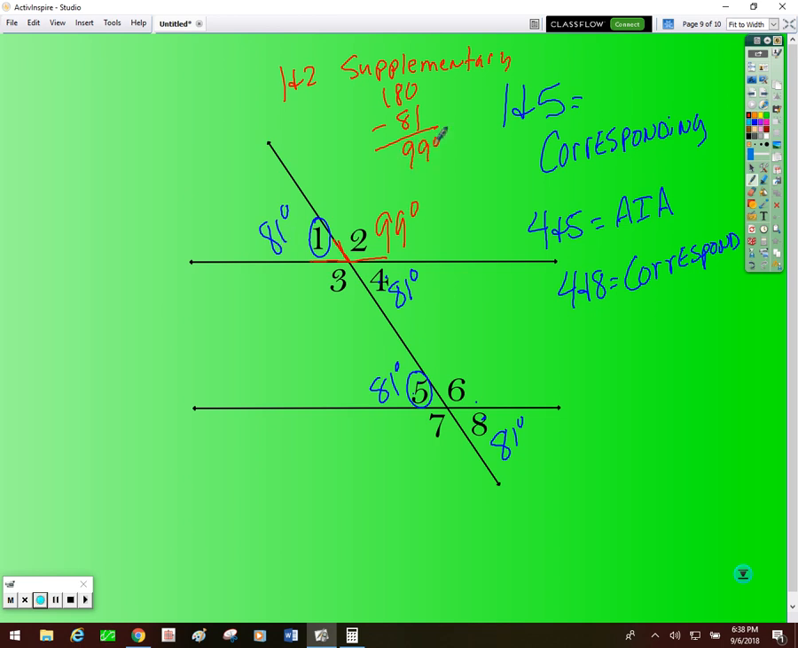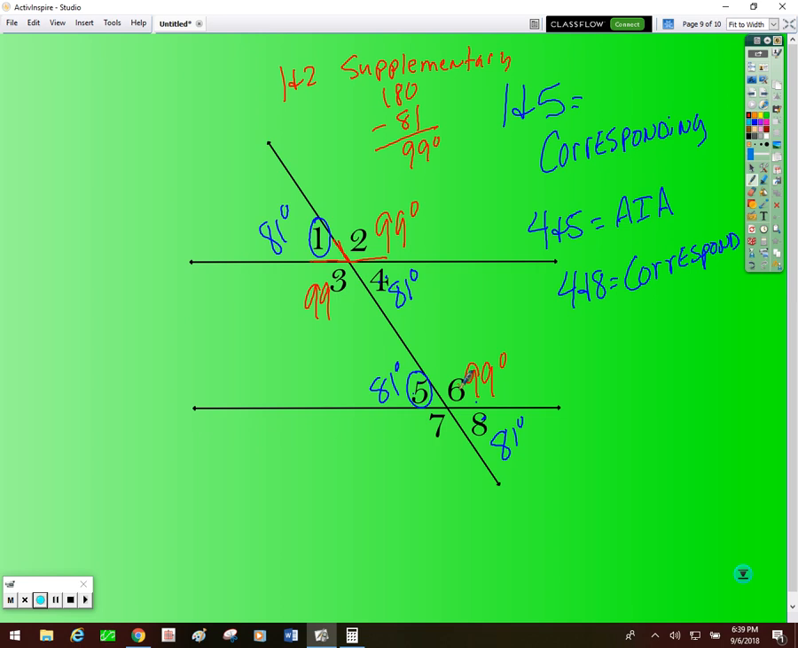Okay, all right, so now we can finish filling this out. Angle 2 and angle 3, same intersection, diagonal matches. If that's vertical angles, 2 and 3 are vertical, so that's 99. 3 and 6 are both between the parallel lines on opposite sides of the transversal. So if that's 99, that's 99 because they are congruent, right?